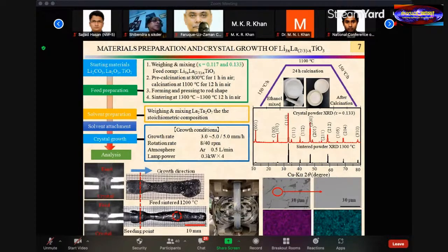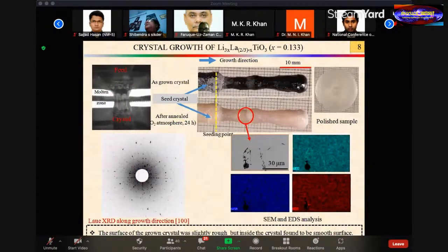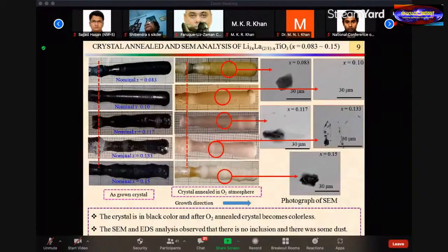Some single crystals were grown, but there were some cracks. No inclusion, but there were some cracks. And finally, we have grown some good crystals, and XRD analysis was taken, and the same EDS analysis was also observed, and no inclusion was observed. But there was very little crack found. Finally, depending on the composition, we have different composition-dependent crystals, and we found that in all cases we have single crystalline materials by SEM and EDS analysis.